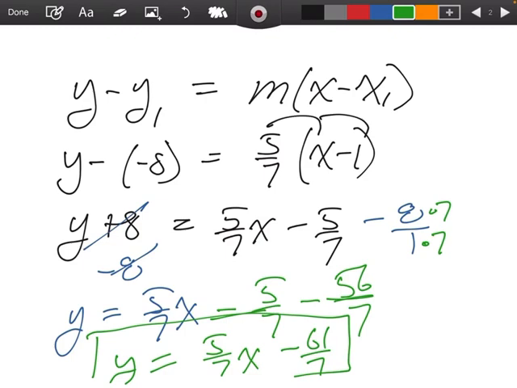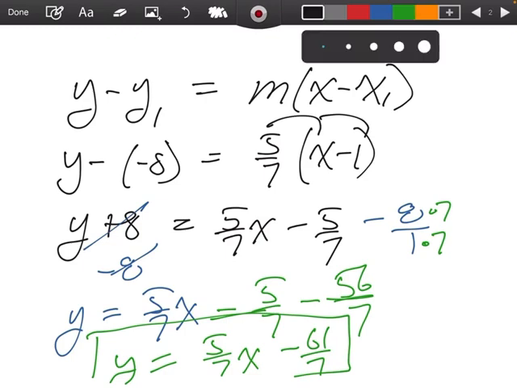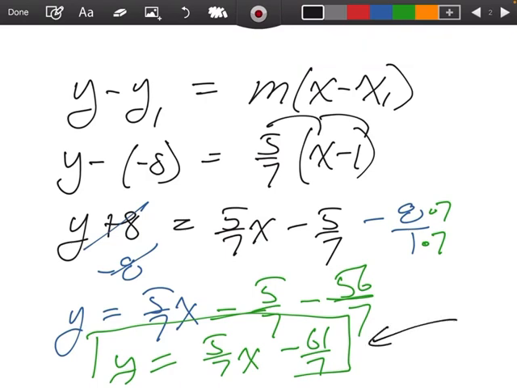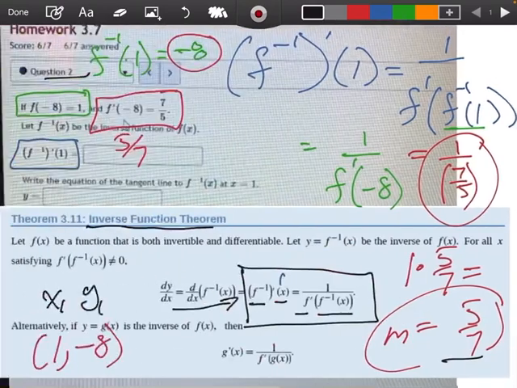And there's my answer. Let me see if I get my pen going again. Okay, what I have right here is exactly what I would write right here. So 5/7 with an x minus 61/7.